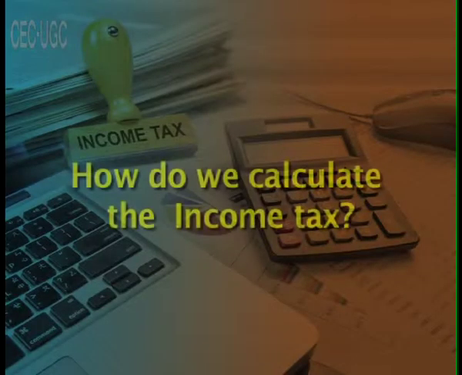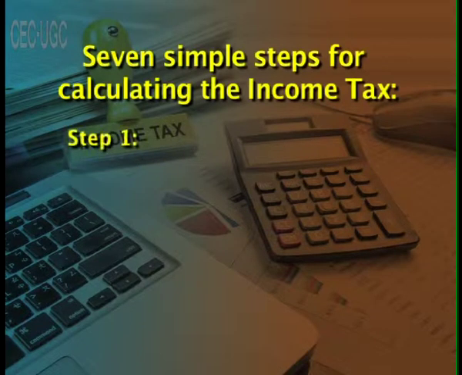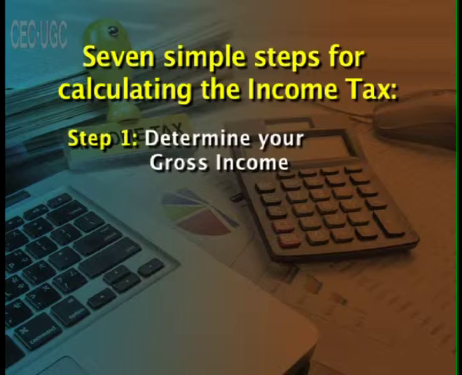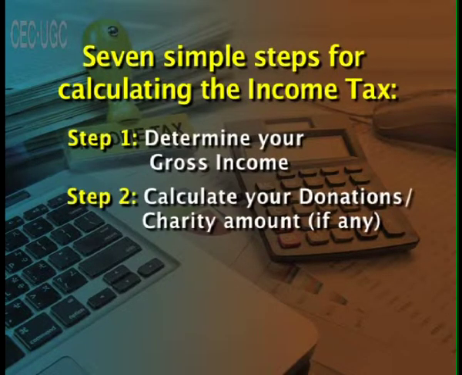Now, we have basically 7 simple steps for how to calculate the income tax, which every common individual should know. The first step is to determine your gross income. What is gross income? Gross income is nothing but the monthly income into 12 months. So, monthly income into 12, that is the first step. The second step is to calculate your donations. Suppose it is a charity amount, if any. Donation here means the amount given to some organization as charity, which should be in conformity with the income tax rules. So, that is the second step.